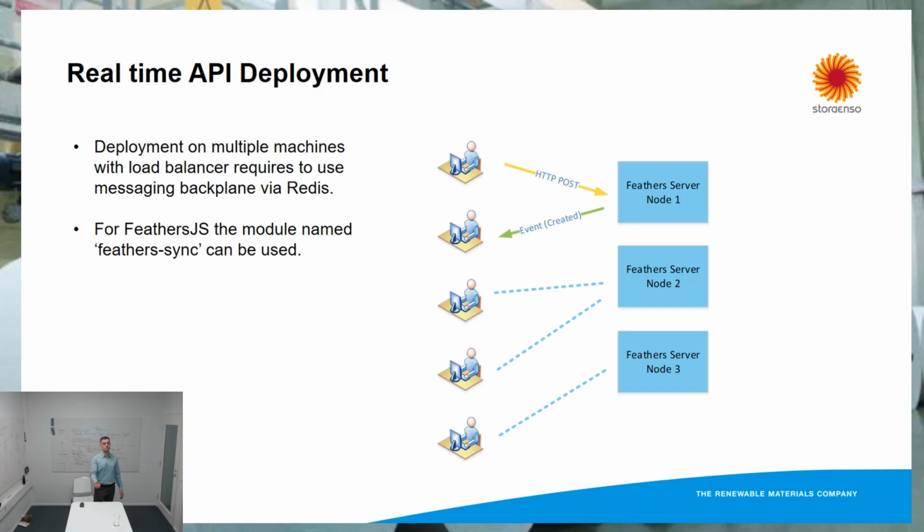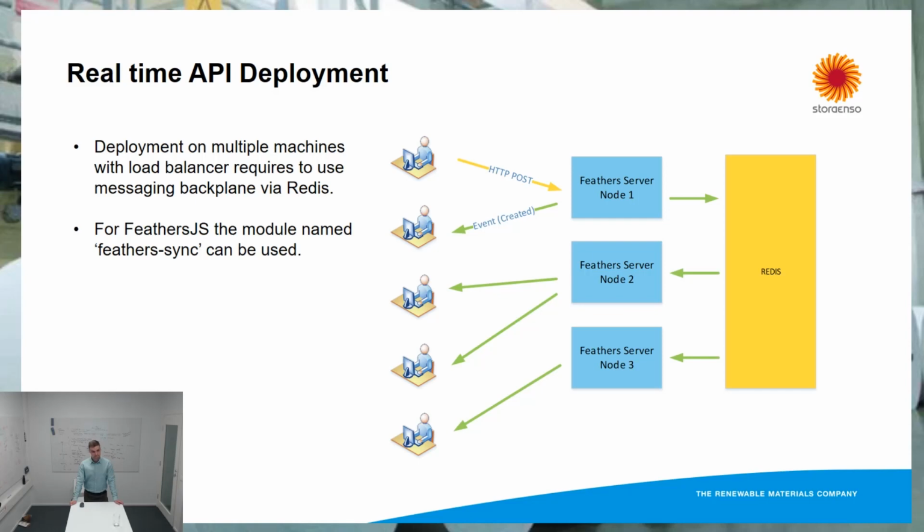So how to solve this issue when you need to scale out the deployment horizontally? You need to have the so-called Feathers sync module, and Feathers supports this synchronization through Redis cache. I will cover a little bit of the Redis cache in a future slide, but Redis is the memory.